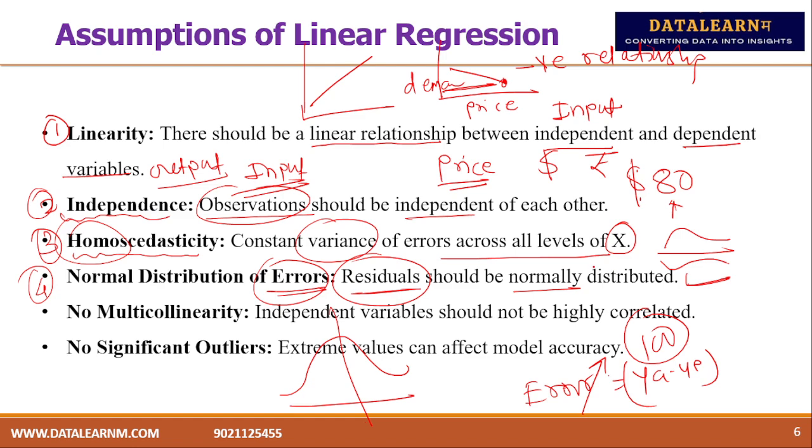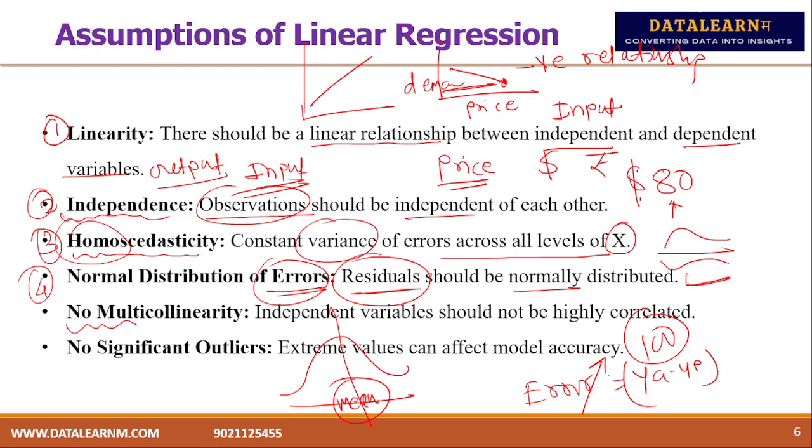So that should follow the normal distribution. I hope you know the normal distribution. It is a bell-shaped curve where the maximum values are around the mean only. So the mean of that particular error value will have the major density there.